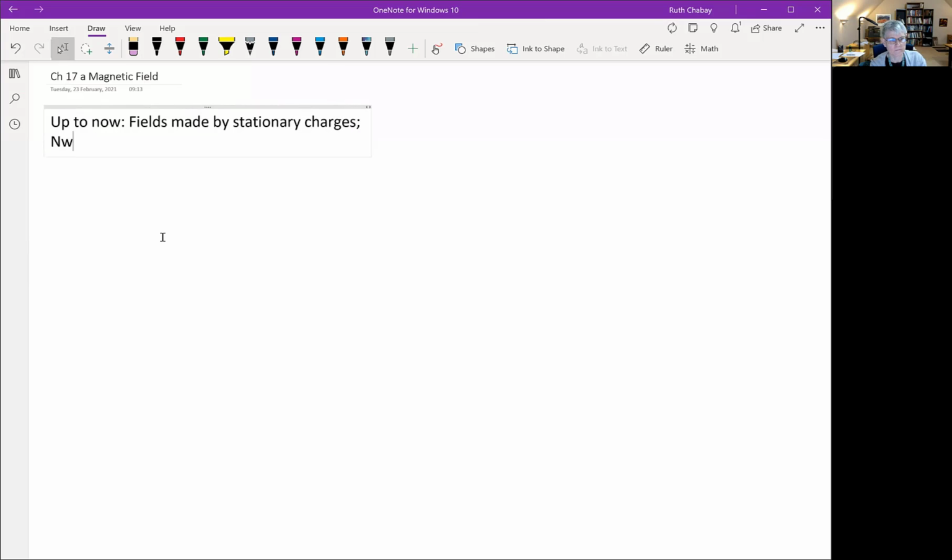Now, fields due to moving charges. We're going to see that moving charges make two kinds of fields. They do make electric fields as usual, but they also make magnetic fields. And so today we're going to start talking about magnetic fields, which end up being due to moving charges.